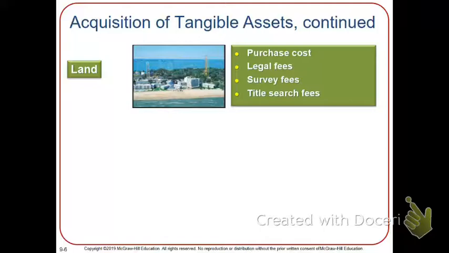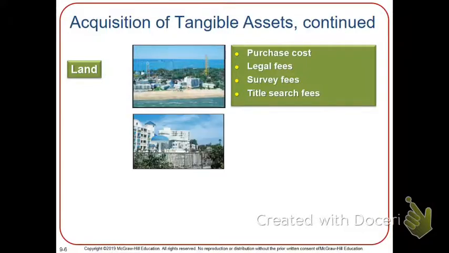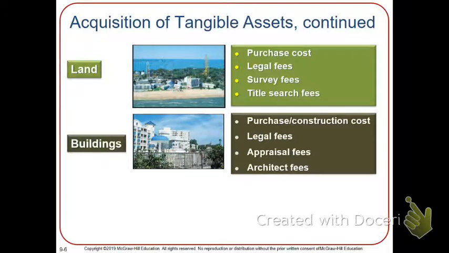Would go into the items, everything it costs to get that land for whatever we planned on using it for in the first place. Then buildings. Buildings, we'd be looking at either we're purchasing it or we're building it from scratch. So we have legal fees again, appraisal fees, but if we're building it from scratch, we'd also be looking at the architecture fees. So everything again to get it up and running.